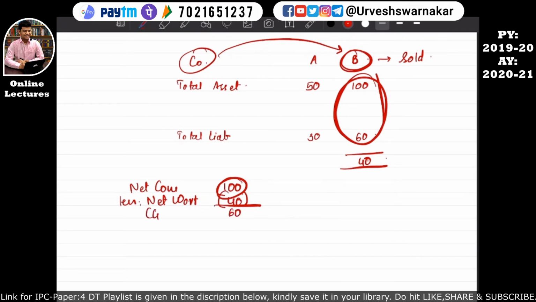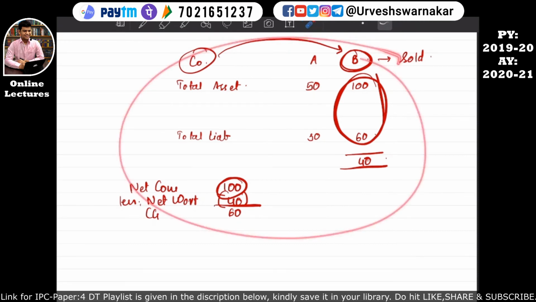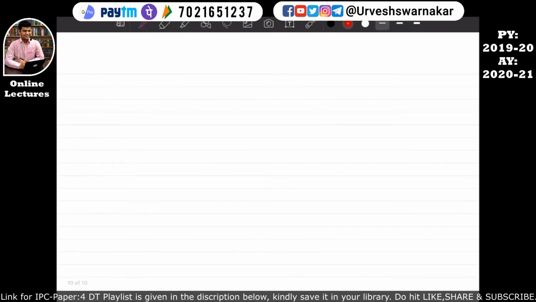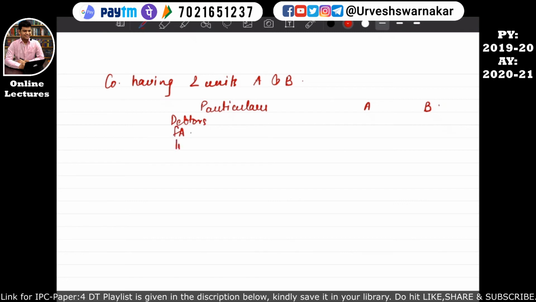So this was a layman's understanding that I gave to you. Now let's understand it with the help of a proper example. Understand it in this manner. There is a company having two units, A and B. There are details given about unit A and unit B. Let's see those particulars. Debtors, fixed assets, inventory, cash, machinery. I hope this is quite clear.